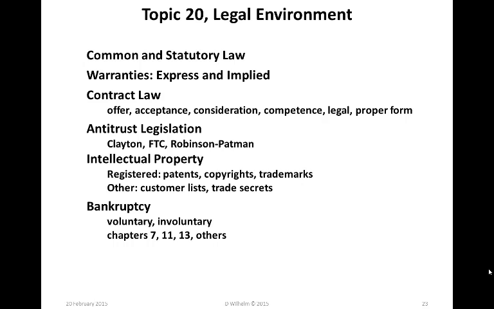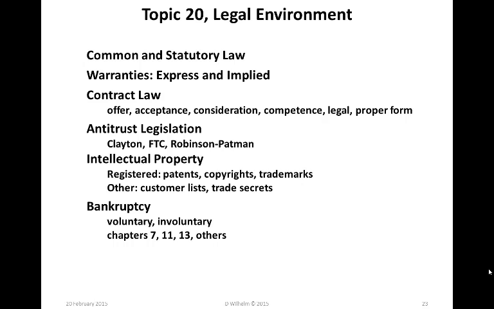Contract law, for a valid contract, it requires offer, acceptance, consideration, which in this case means something of value, competence, legal age, not drunk. It has to be for something legal. Delivery of illegal drugs is not a contract. And it has to be in the proper form, which basically means for certain things it has to be written.